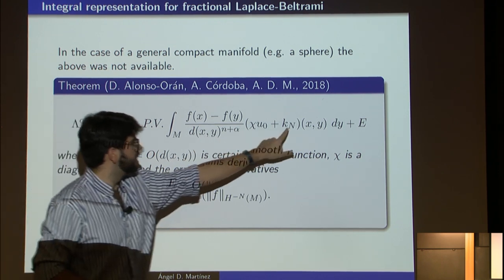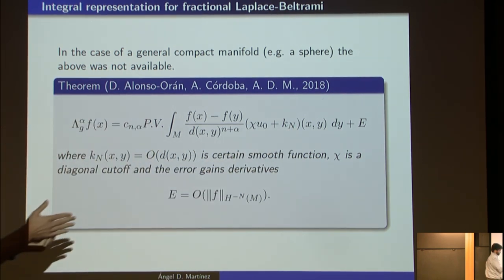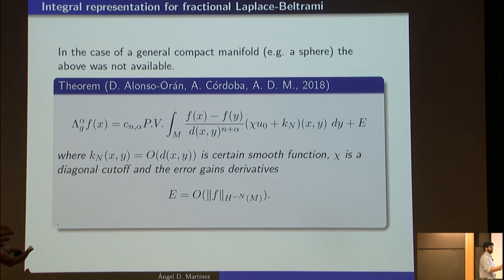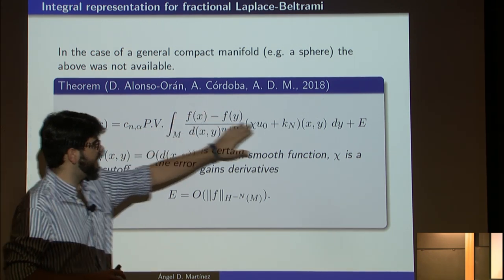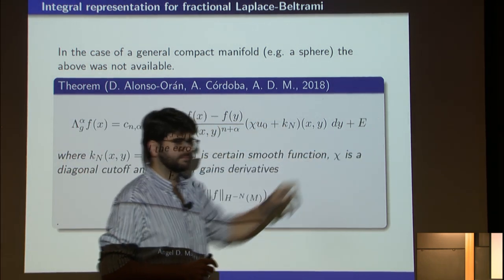This kn, we know for each n which function we should put there. That's given because there are some ODEs, and to prove that, we used Hadamard parametrics. That's a little bit involved, so I will not tell you anything about the proof of this. This is a little bit like a black box. I can tell you if you want to, but anyways, essentially, for the tori, this is 1, and the error is 0.